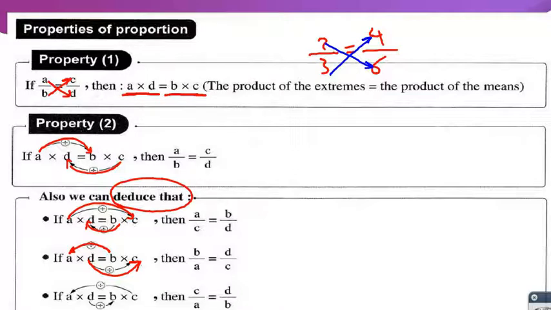If A by D equals B by C, then C over A equals D over B. Do you understand? Property number 2, very, very important.